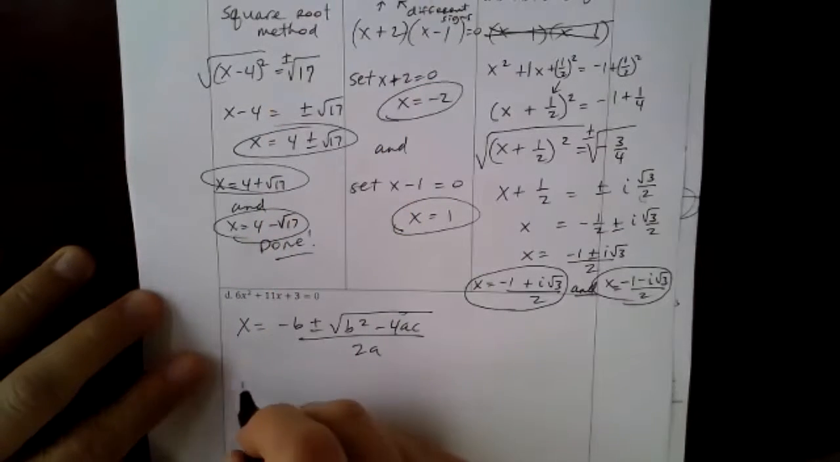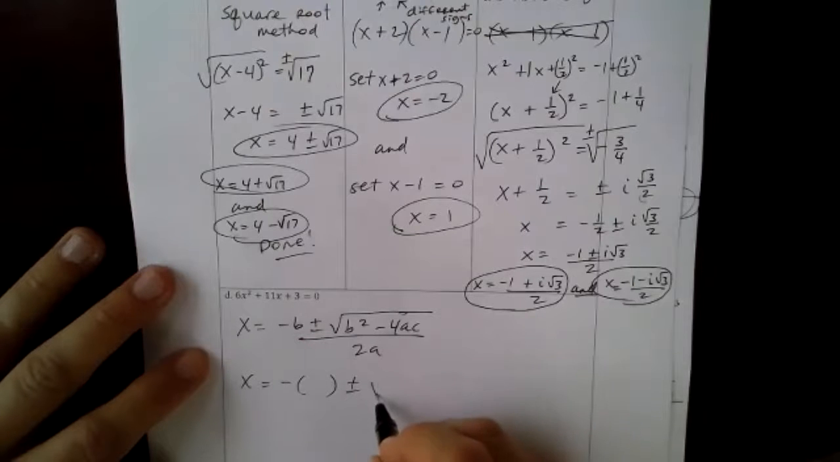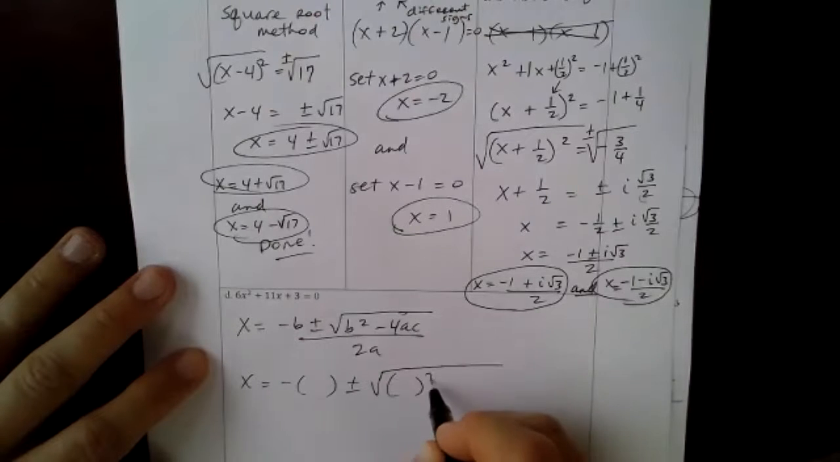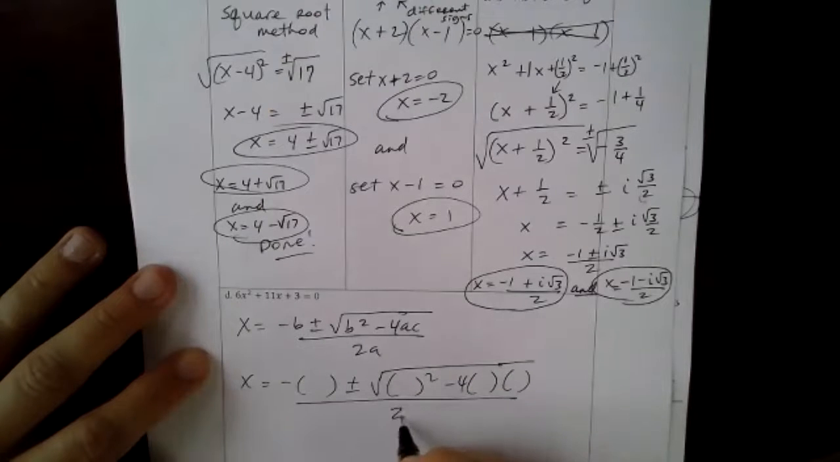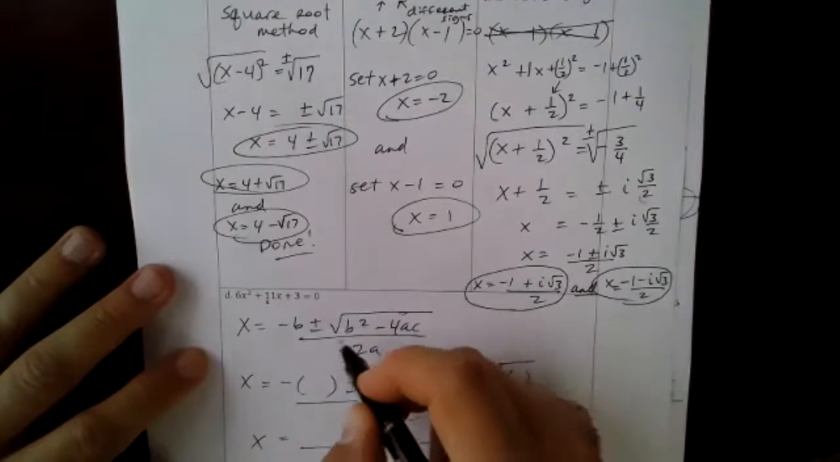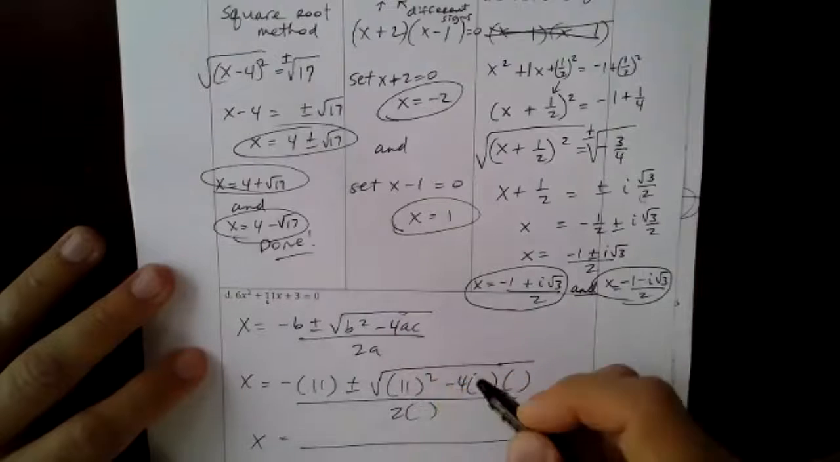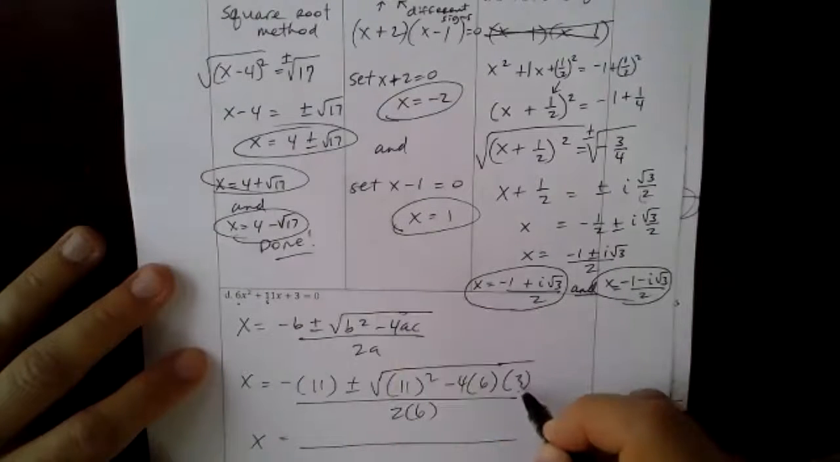Now we've got to go in and make sure our symbols are all right. x equals negative blank plus or minus the square root of blank squared minus 4 blank blank. There's your discriminant. Remember that? All over 2 blank. Okay. So now we're going to put in our b term, which is 11 here and 11 here. Our a term was 6, and our c term was 3.